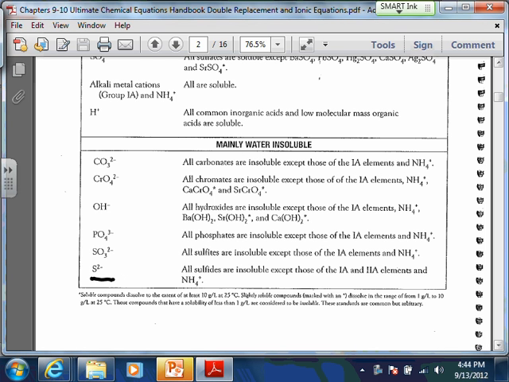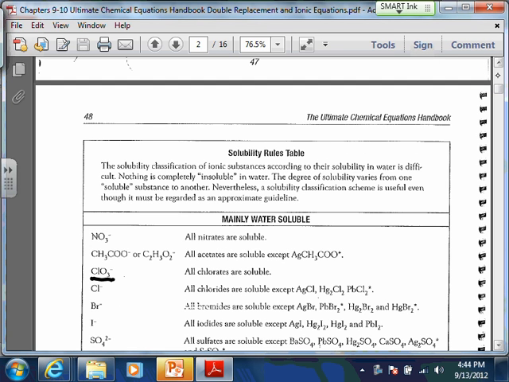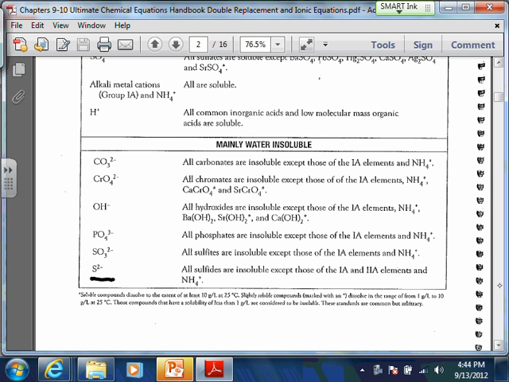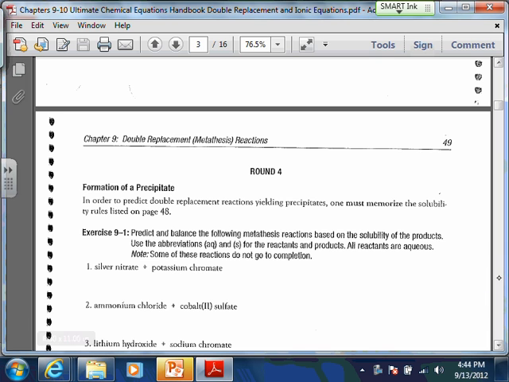Or wait, no, that's a star. Okay, I'm sorry, that's a star. So those are going to be slightly soluble according to what it says down there, but not enough, I guess, to really classify it as soluble. Okay, so the acetates, Ag is sort of a gray area there. And then the ones that are mainly water insoluble, so you've got a bunch of those down there. Okay, so that's that.